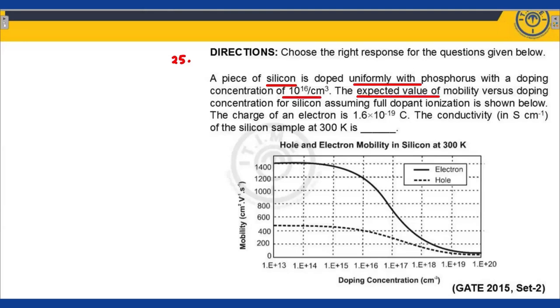The expected value of mobility: here he has given the curve between the mobility and the doping concentration for silicon, assuming full dopant ionization, as shown below. In the curve, the dark line indicates electrons and the dotted line indicates holes, which is very important. And he has given the charge of the electron also over here.